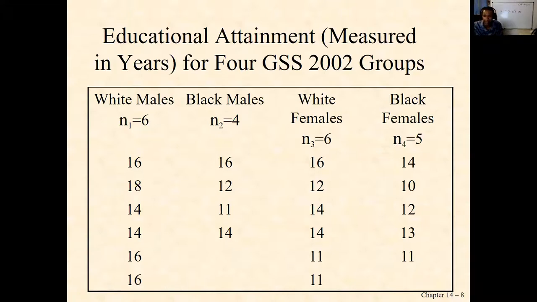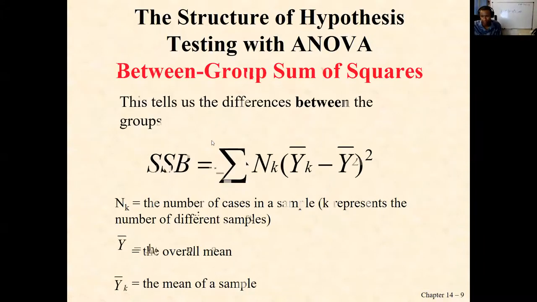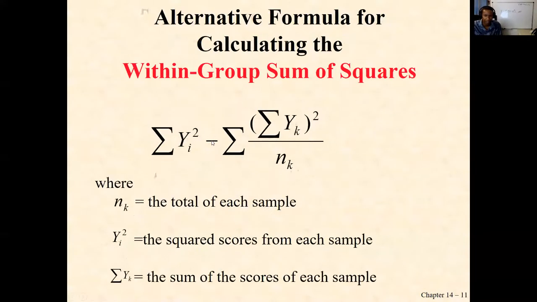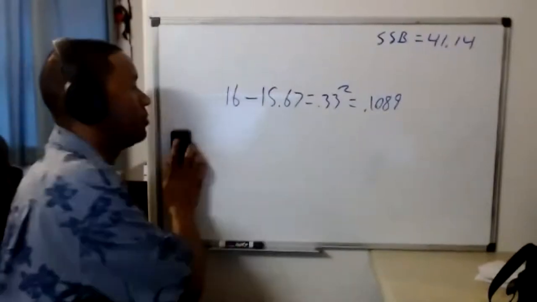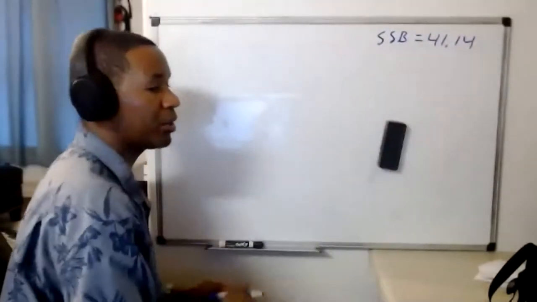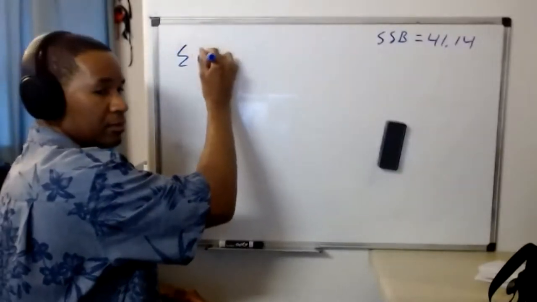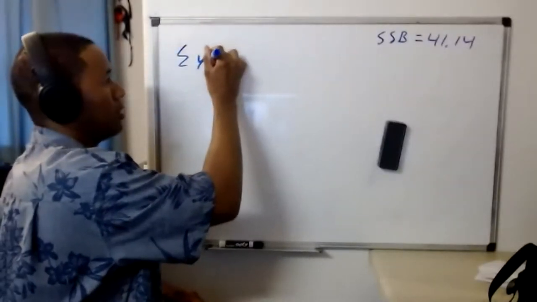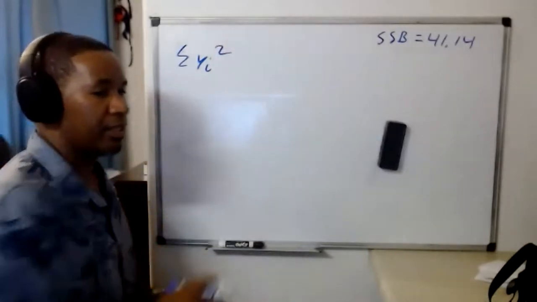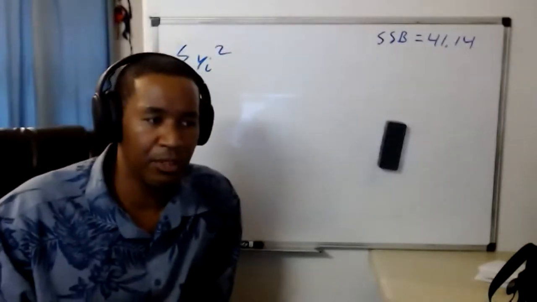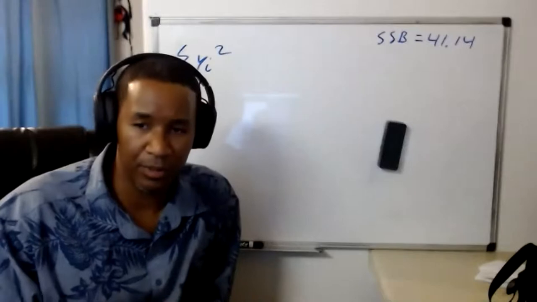Now, the way you're going to have to do it for the homework, you're going to use a slightly more complex equation. And I'm going to write this equation up here on this board. We'll talk about what each component is. So we're going to do the top left part. So this is the sum of the squared scores from each sample.